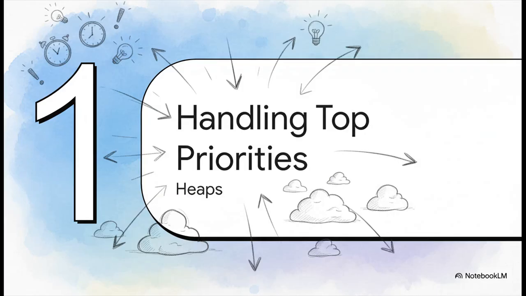All right, first up on our quest, let's talk about priorities. Think about it. Computers are always juggling a million things at once. So how do they decide what to do next? Well, the answer lies in this really cool structure called a heap.